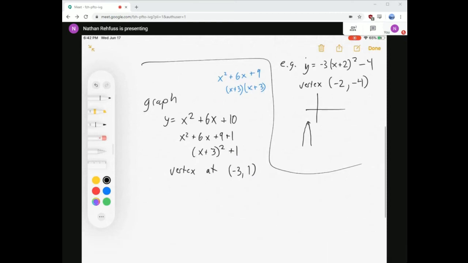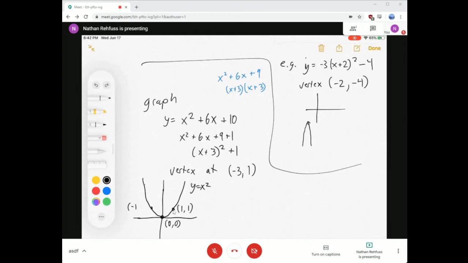What are some other points on this graph? Take a look at this. When I draw a normal y equals x squared parabola, the parent function, 0 squared is 0, 1 squared is 1, and -1 squared is also 1. So the average rate of change from 0 to 1 is 1.